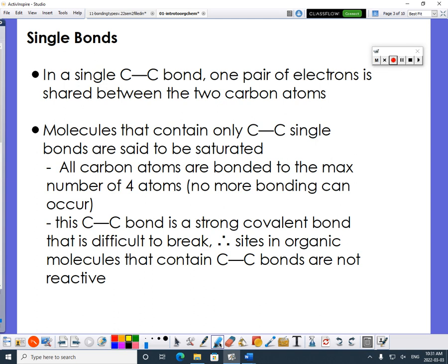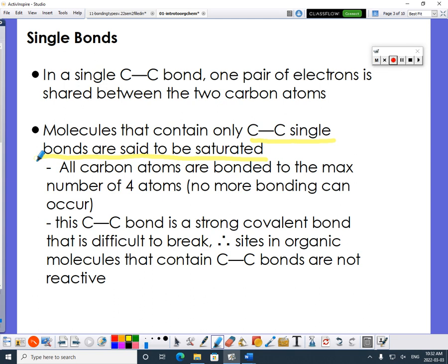There are general classifications of organic molecules. If it's all carbon-carbon single bonds, they are saturated. Saturated means their carbon atoms are bonded to the maximum number of atoms, like it's saturated with atoms. If you got stuck in a rainstorm, you would say, my clothing is saturated with water. It's so much water. So when you have a saturated carbon, there is the maximum number of atoms.